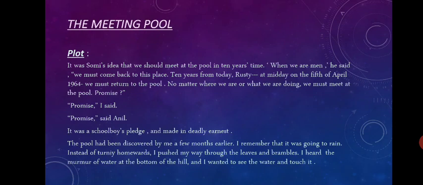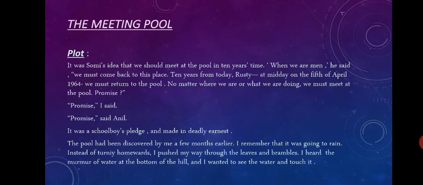So the story takes its course because of Somi. Somi had told his friends to meet on 5th April 1964. So the meeting date was 5th April 1964. That means when did they make the plan? They made the plan on 5th April 1954 to meet after 10 years, on 5th April 1964. So they were talking in 1954, to meet on 5th April 1964. The meeting date is 5th April 1964.